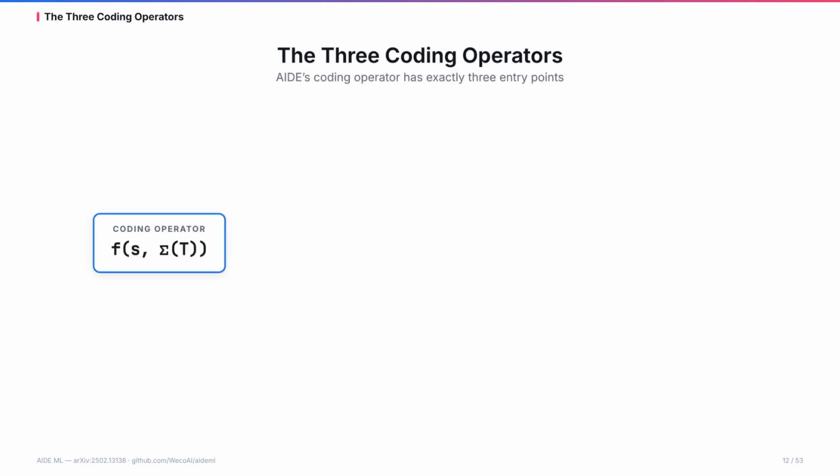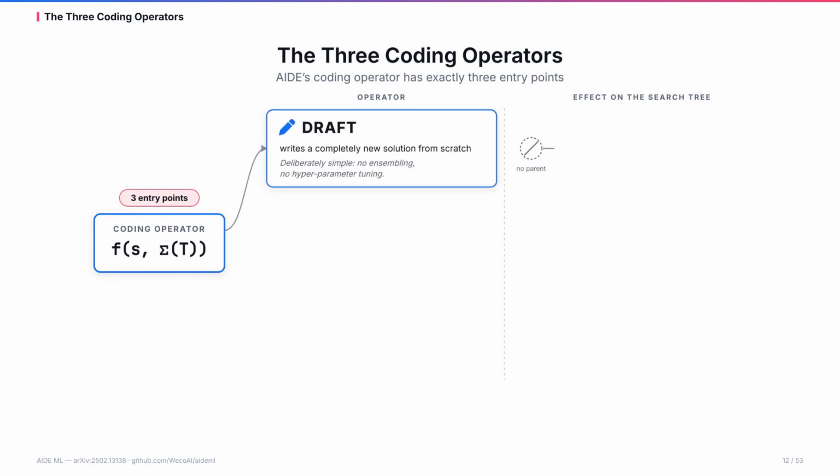The coding operator has exactly 3 entry points, and each has its own prompt. Draft writes a completely new solution from scratch, deliberately simple, with no ensembling and no hyperparameter tuning.